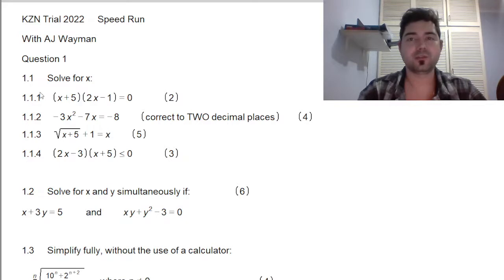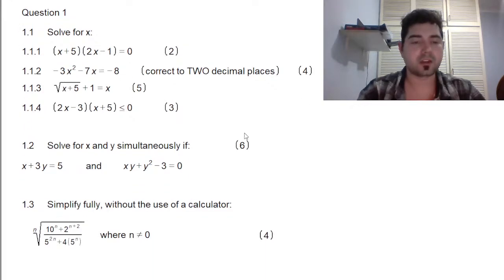Okay, so we're going to start off with question 1 and we're just going to go through these questions. I'm going to give you some pointers as we go along, the different types of questions. For question 1, we're looking at algebra all throughout. You'll see that the first one there is just a trinomial. Most of these are quadratic equations. There's a simultaneous equation as well, and there's an exponents question right at the bottom, 1.3. So let's dive right in.